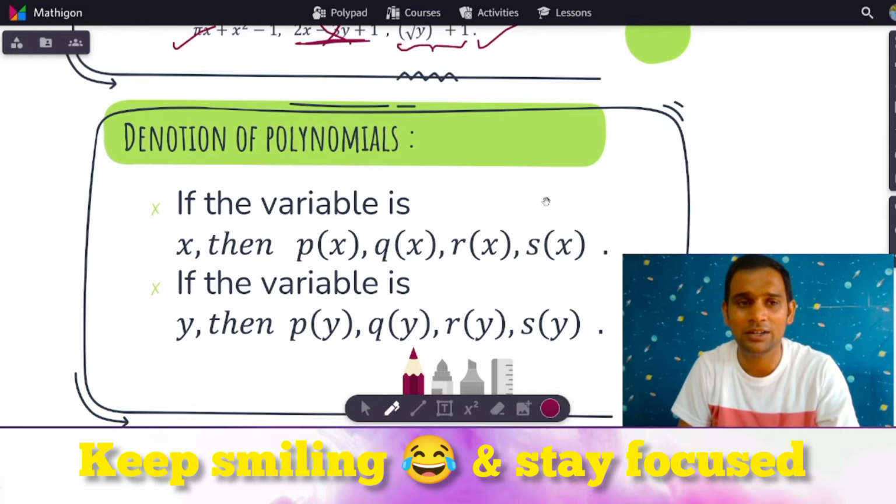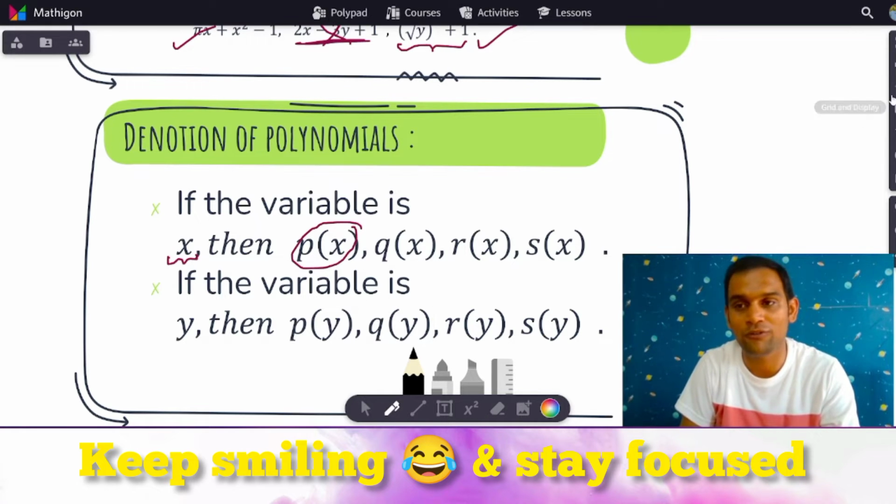Let's try to quickly understand how we denote the polynomials. So we generally denote the polynomial by p of x, q of x, r of x, or s of x, if the variable is x. If the variable is y, we simply represent p of y, q of y. It is read as p of x, p of y, q of x, q of y, and so on and so forth. I hope the notation is clear.